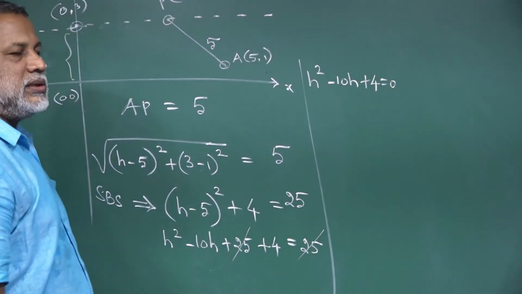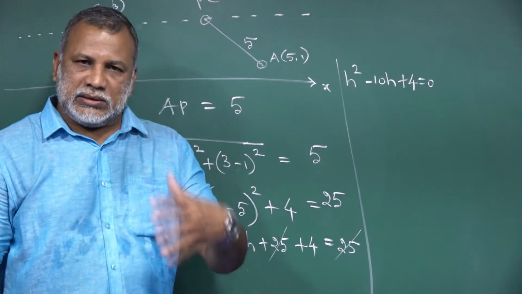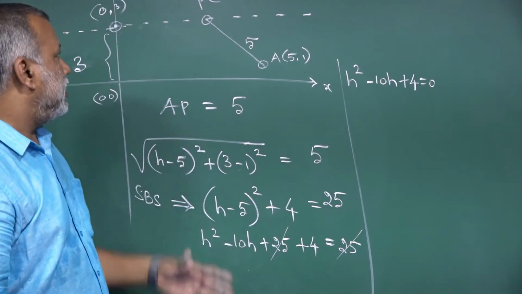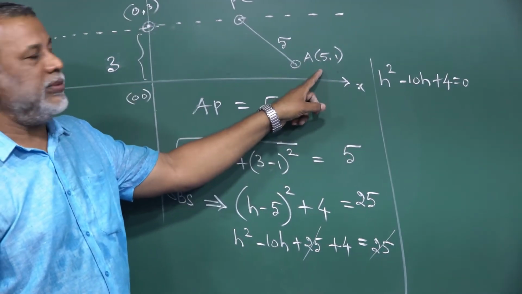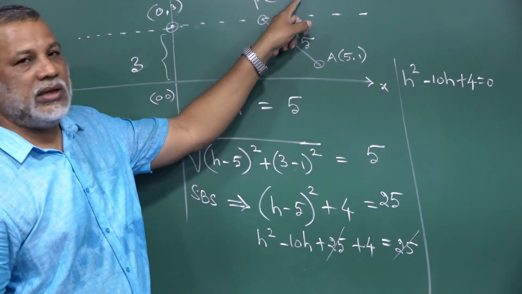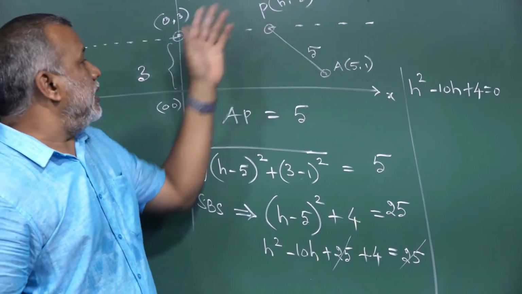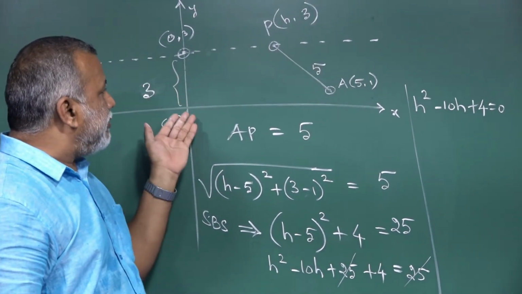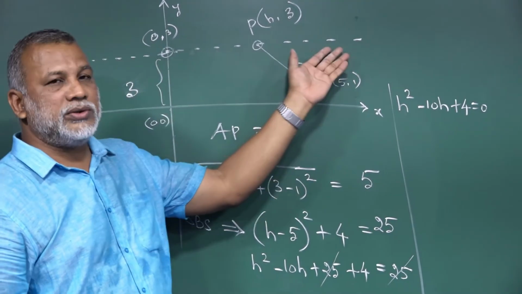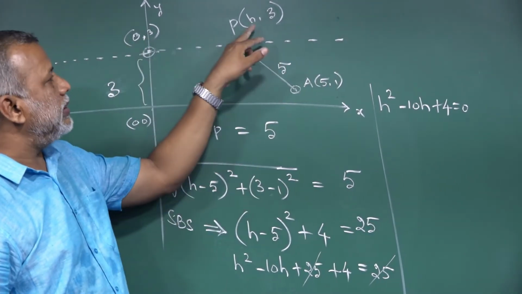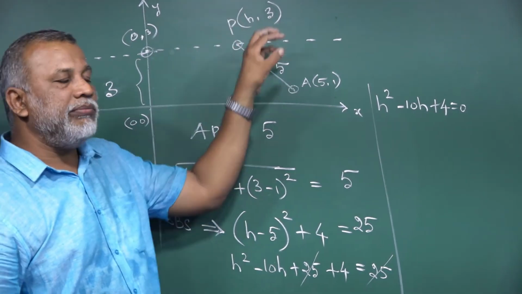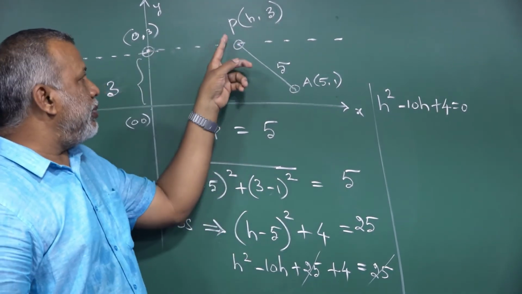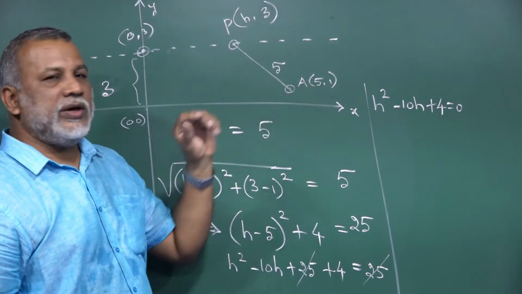So dear students, up to this, take the observation. See the concept. A is a fixed point 5, 1. P is h, 3. How are we selecting this 3? It is 3 units distance from the x-axis. This is the line passing through 0, 3. So it must be h, 3 only. Always it has 3 units from the x-axis. So now P of h, 3 and A of 5, 1.